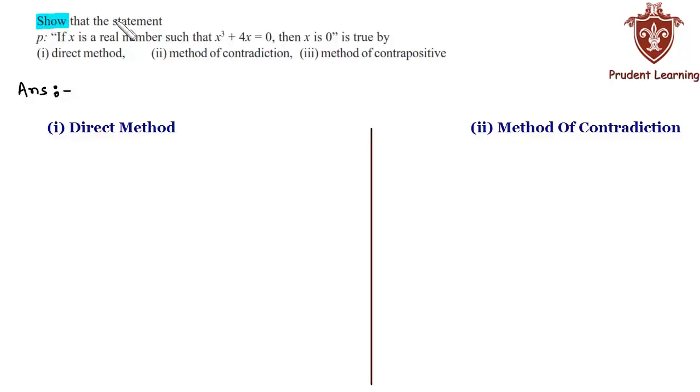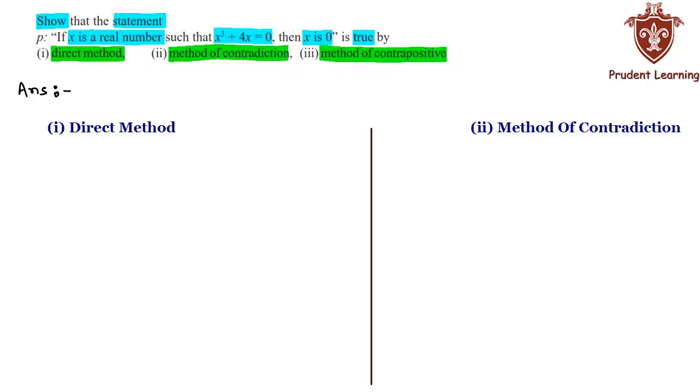Show that the statement "if x is a real number such that x cube plus 4x equals 0, then x is 0" is true by direct method, method of contradiction, and method of contrapositive. In this question, we are given a statement and we have to show that the given statement is true by these three methods. First, let us begin with the direct method.